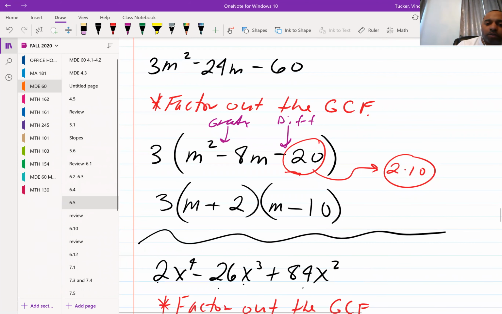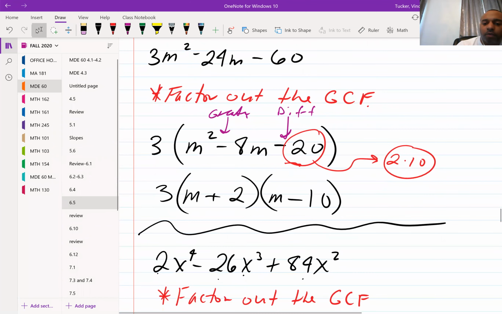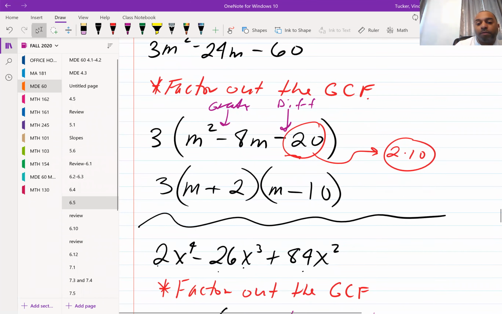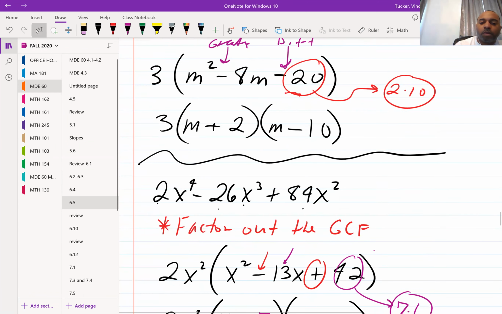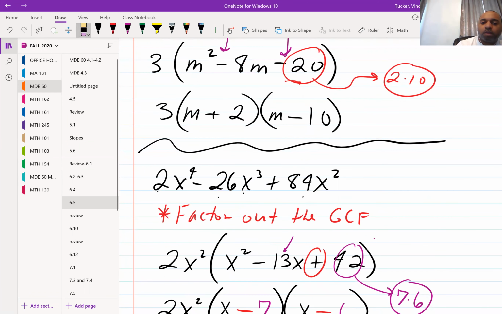2x to the fourth minus 26x cubed plus 84x squared. Once again, we're going to factor out the GCF. So we pull 2x squared to the outside, and we're left with x squared minus 13x plus 42.